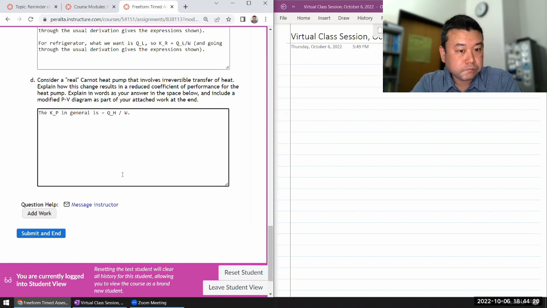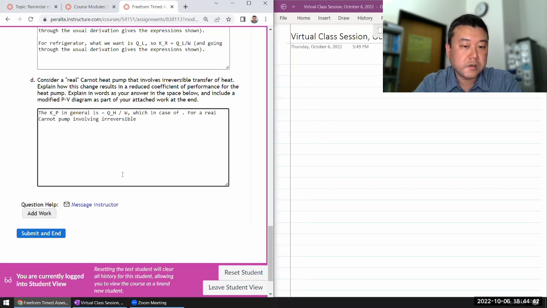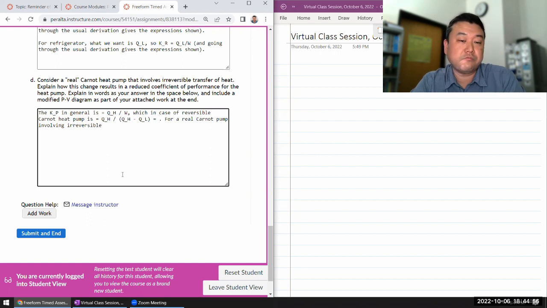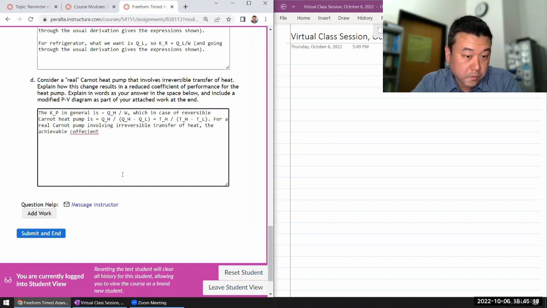So for a real Carnot pump involving irreversible transfer of heat, which in case of a reversible Carnot heat pump is equal to QH over QH minus QL. This is not the irreversible part. The irreversible part is where I change Qs into Ts, TH divided by TH minus TL. For a real Carnot pump involving irreversible transfer of heat, the achievable coefficient of performance is lower.